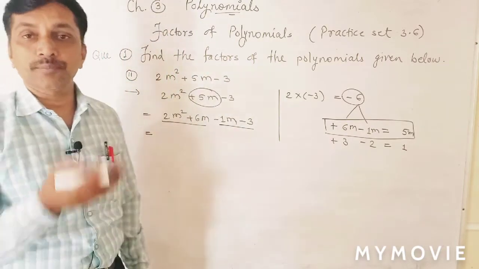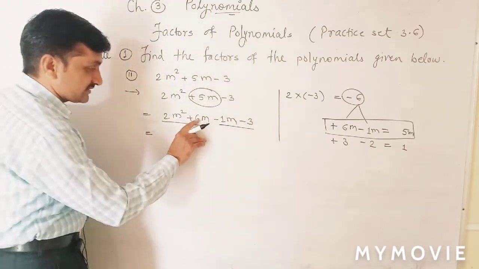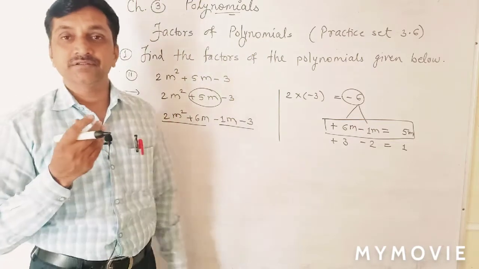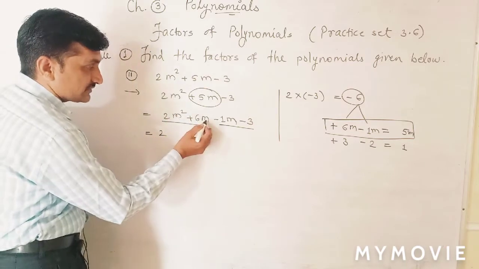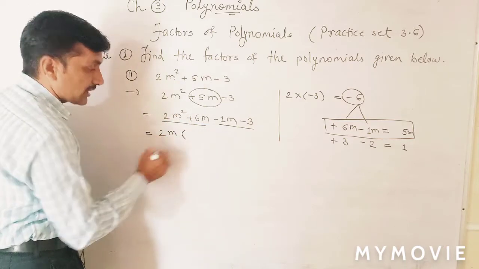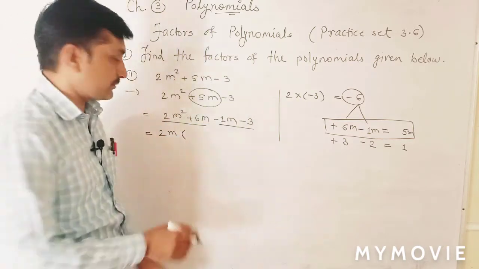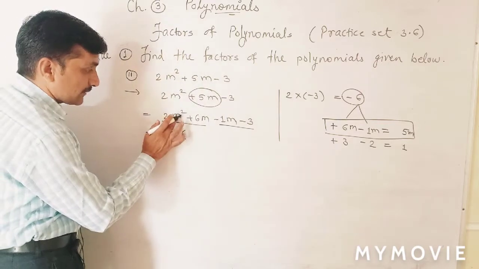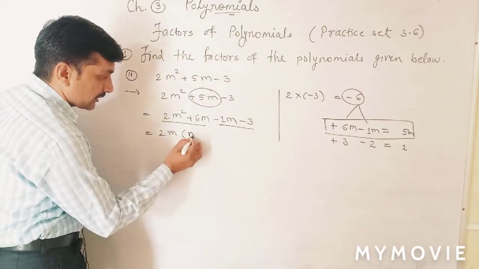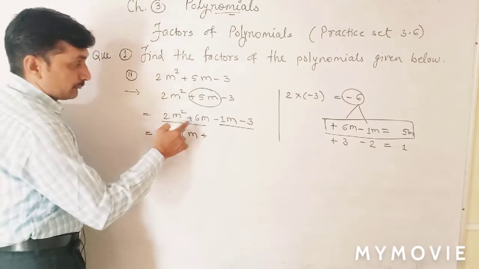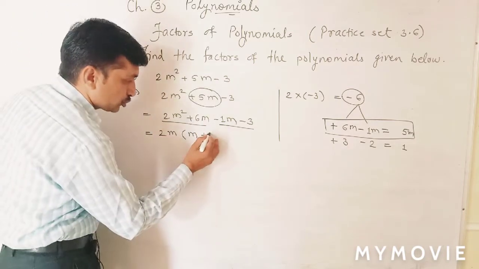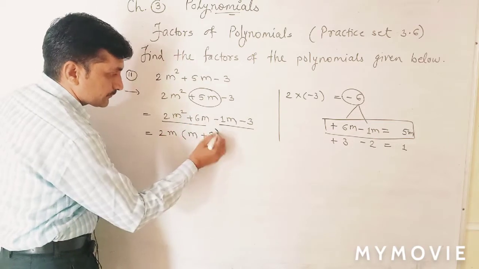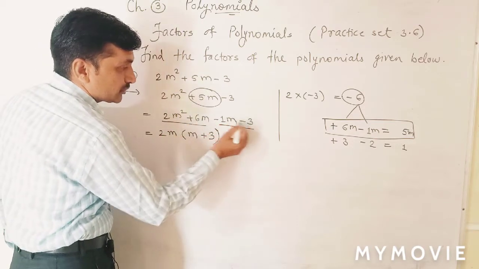After grouping, take common out. Here is 2, here is 6. Then from 2 and 6, what is common? 2 is common. Here m square, here is m. M is common in the bracket. Uncommon write in the bracket. 2 is taken out, common. M from m square, m is there, plus m. Plus from 6, 6 divided by 2, 3. 3 is uncommon and m is already out. Minus. Here is 1, here is 3.